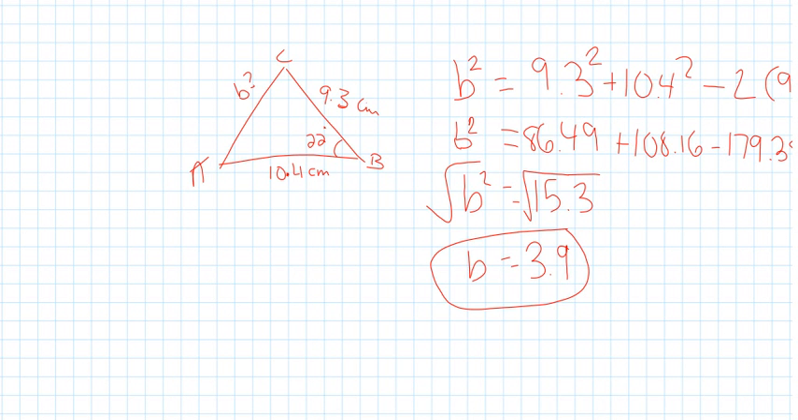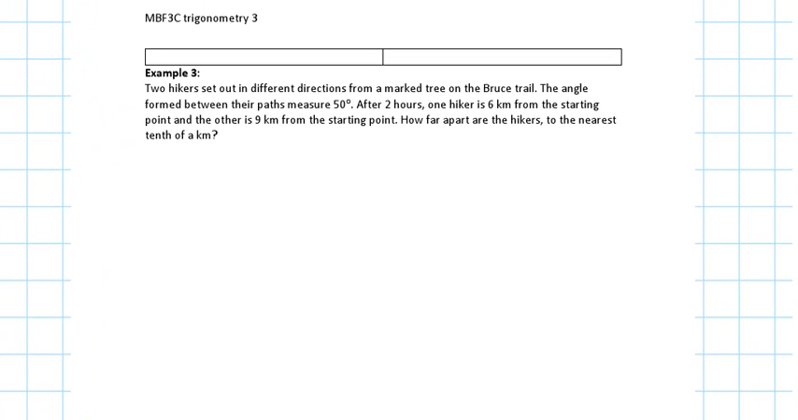Okay, so let's read the question together. We have 2 hikers who set out in different directions from a marked tree on the Bruce Trail. The angle formed between their paths measures 50 degrees. After 2 hours, one hiker is 6 kilometers from the starting point, and the other is 9 kilometers from the starting point. How far apart are the hikers to the nearest tenth of a kilometer?